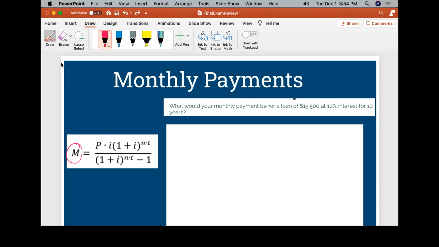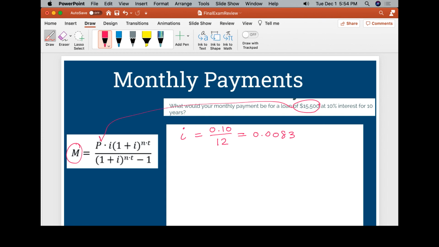So first what we have to do is figure out what I is. I is different than the rate. So the rate is 10%, but I is the periodic rate. So periodic means per month. So what we have to do here is we have to take our 10%, or 0.1, and divide it by 12. So I'll be your calculator here. This gives us 0.0083. So that's our I.